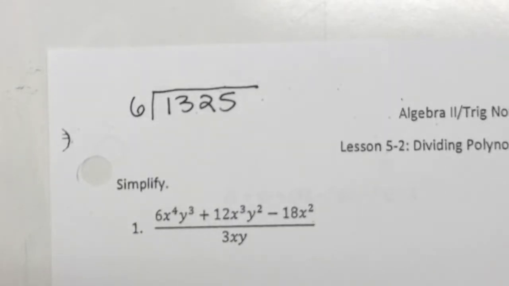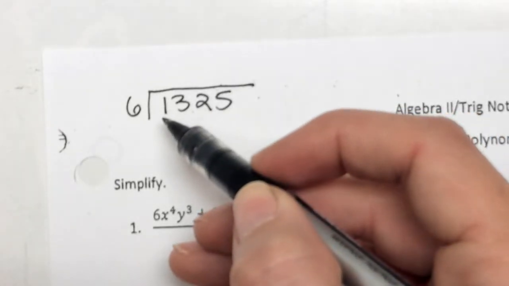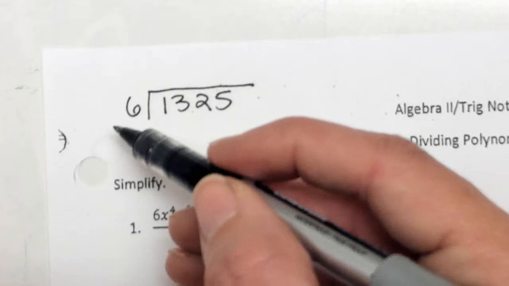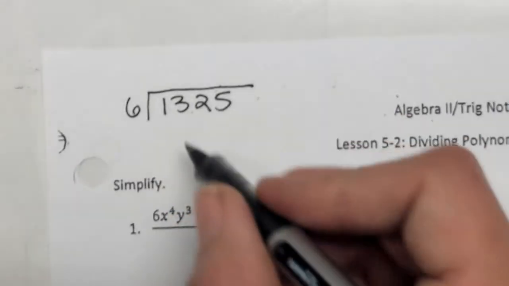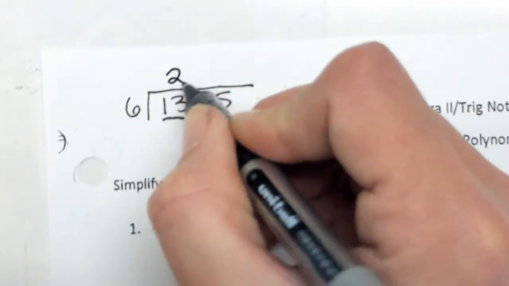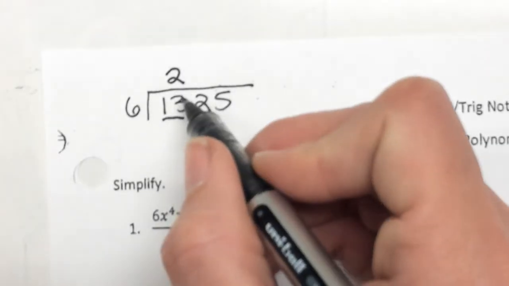Then you see how many times 6 goes into what? You look at 13. Good. You would look at 1 first, but why can't we see how many times it goes into 1? Yeah, because 6 is bigger than 1. So then we look at 13. How many times can 6 go into 13? 2. And then you would do what?